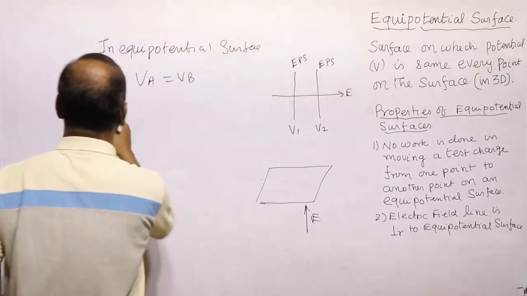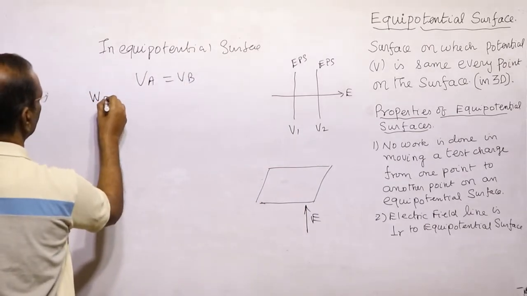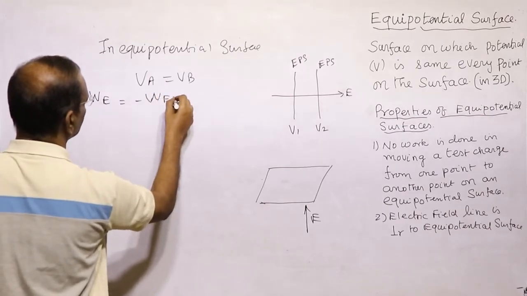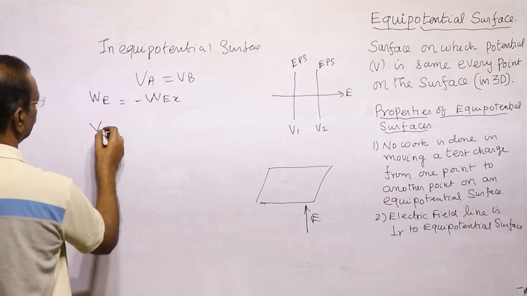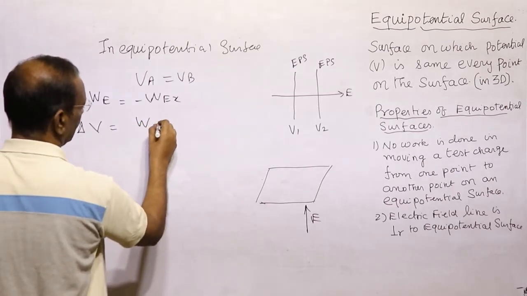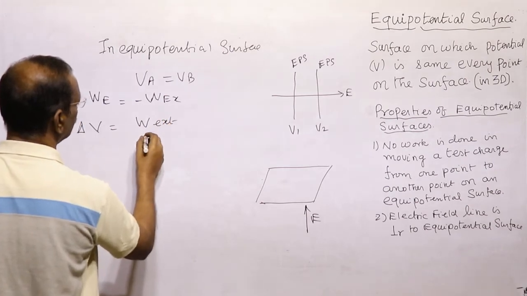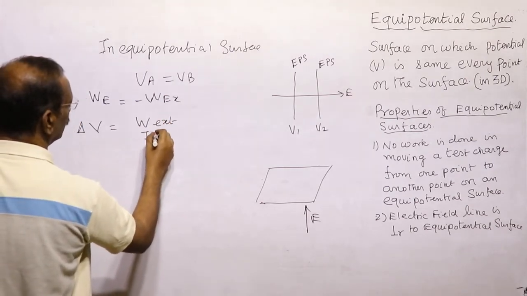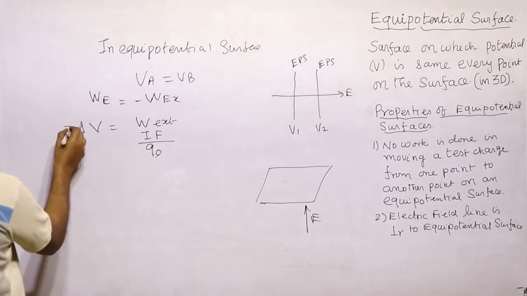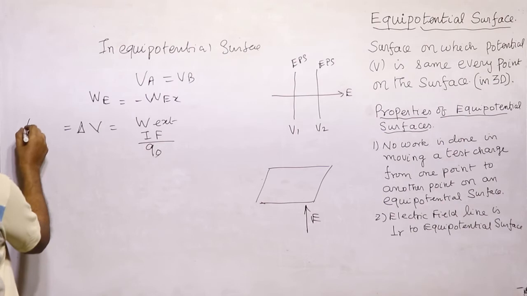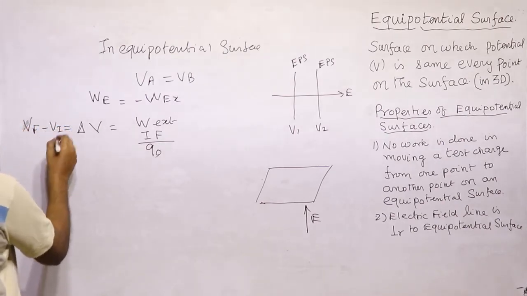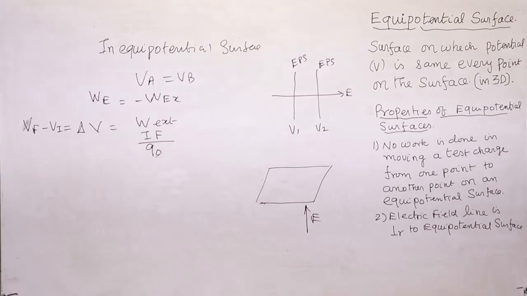Suppose work done by the electric field is equal to minus work done by the external agent, and potential difference delta V is equal to work done by the external agent in bringing the charge from initial point to final point divided by charge. This is equal to the potential difference, potential final minus potential initial.